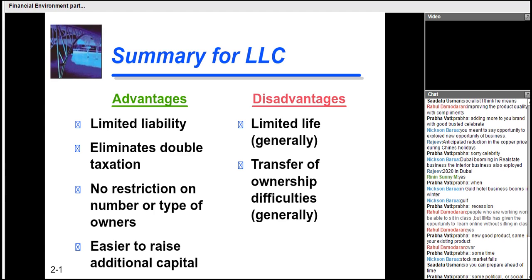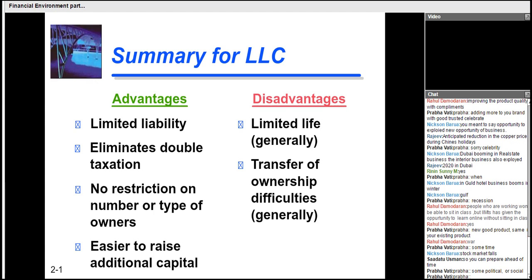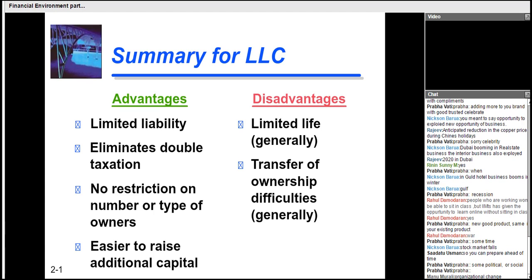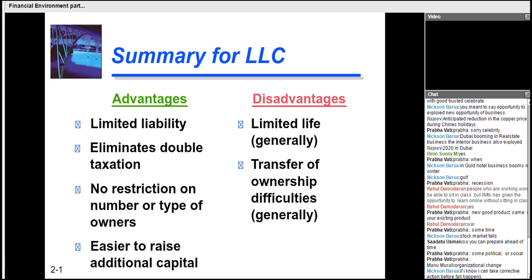Very good. Usman is saying you can prepare ahead of time. That's good. I agree with you. Yeah, Prabha, the threat can be political, the threat can be social. Very good. As Manu Murali is saying, organizational change. That's true. If I know, I can take corrective action before the fall happens.